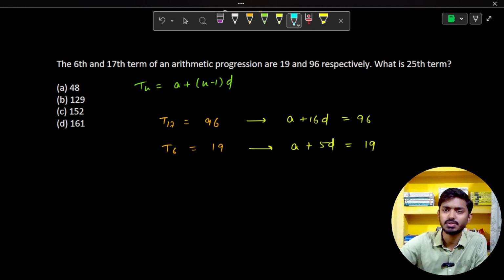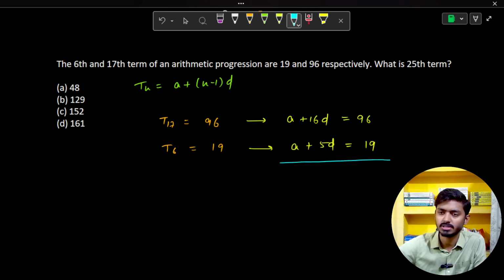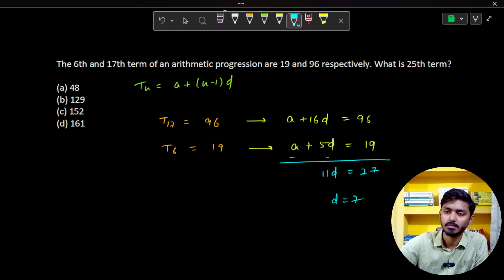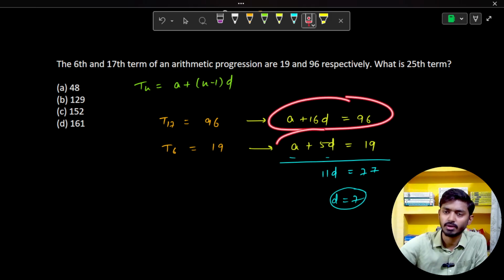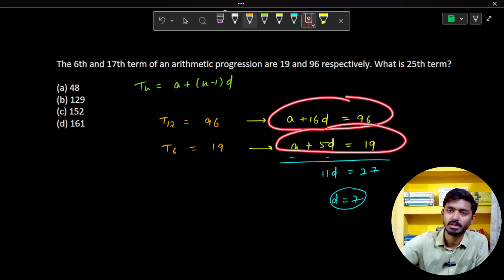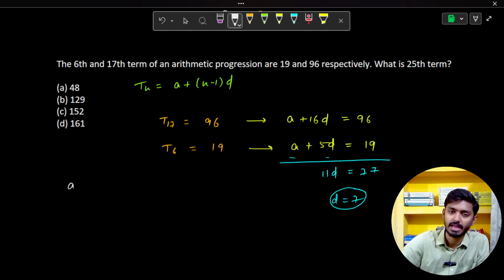Now it is very obvious and clear that we need to subtract these. We get 11d, which equals 77. D becomes 7. Put the value of d in any one of them. Let me put the value: a plus 5 times 7 equals 19. A equals 19 minus 35. That would be minus 16. You get a and you as well get d.